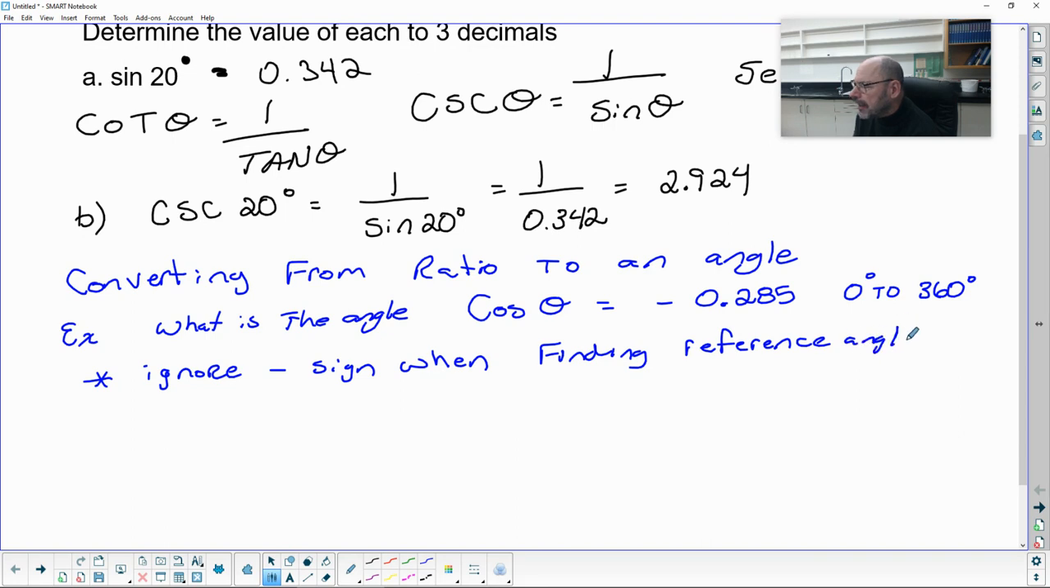So don't use that negative sign. Always assume that it's positive, because that'll give you the reference angle that you're going to use. So that's the first thing we're going to do. Find the reference angle, which we'll call theta r, which stands for the reference angle.